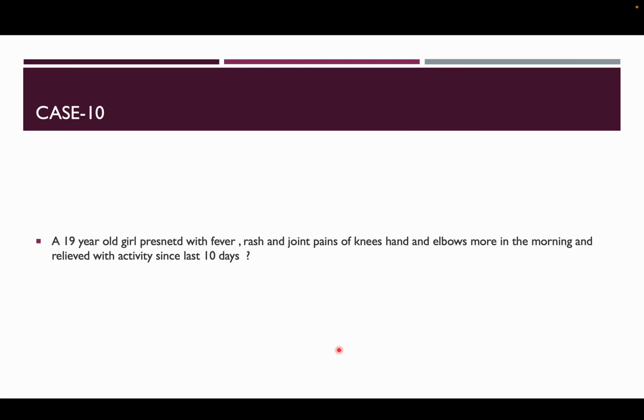Case 10. A 19-year-old girl presented with fever, rash and joint pains of knees, hands and elbows, more in the morning, relieved with activity, since last 10 days. So what is this case? This is a 19-year-old female presenting with fever, rash, and joint pain since the last 10 days. It's inflammatory arthritis. What do you label it?